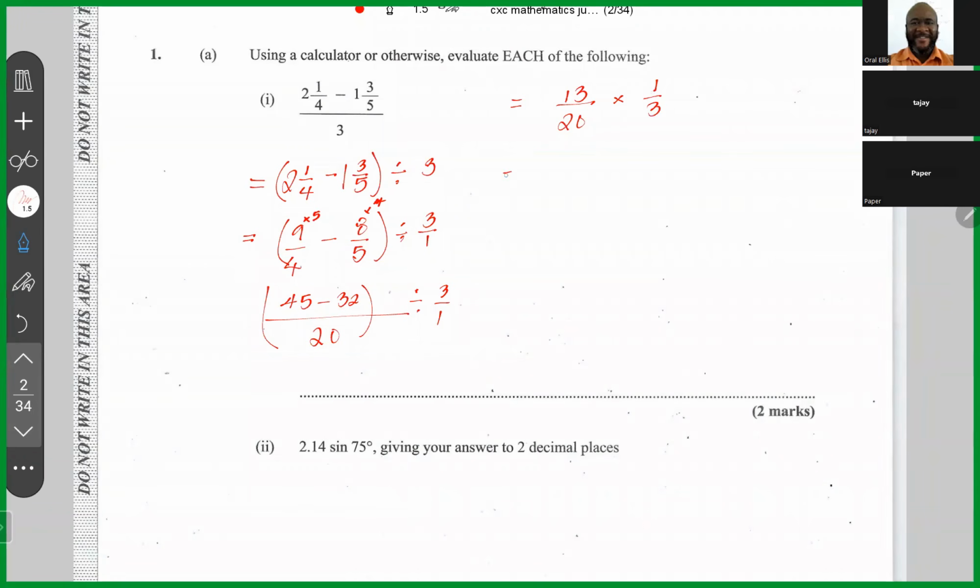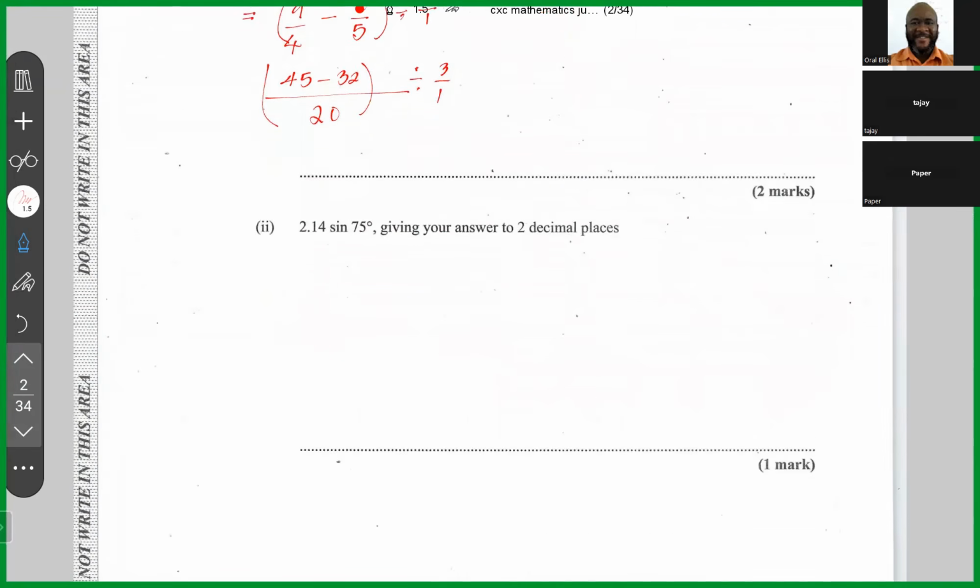And dividing by 3 is the same as saying multiply by 1/3. All right, so now I'm multiplying two fractions. Now, if you're multiplying two fractions, what you should do is cancel. But if nothing can cancel, you're going to multiply numerator by numerator and denominator by denominator. So here nothing can cancel, so I'm going to multiply 13 times 1 is 13. And 20 times 3 is 60. So that should be our final answer. The final answer there is 13/60.